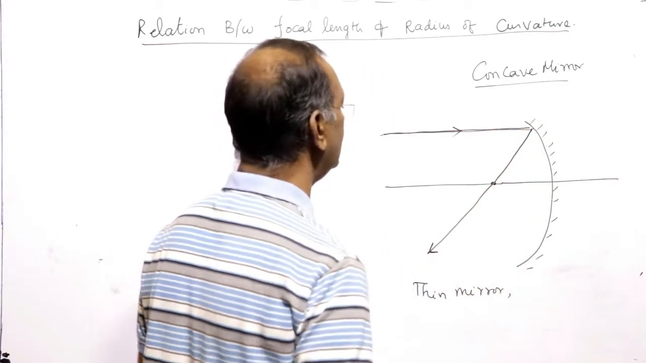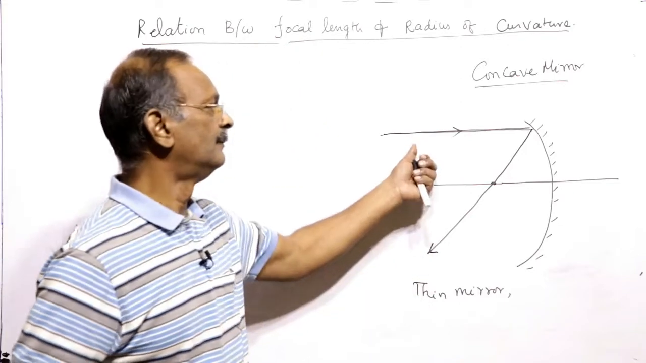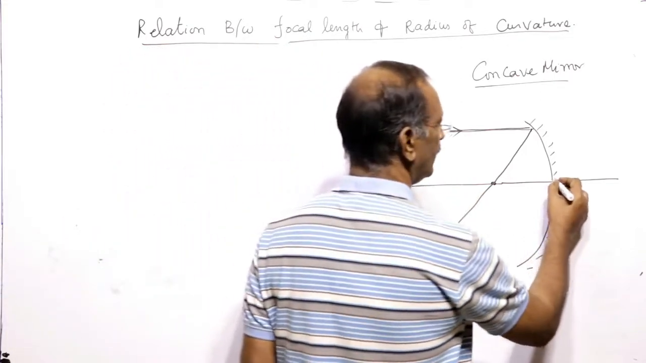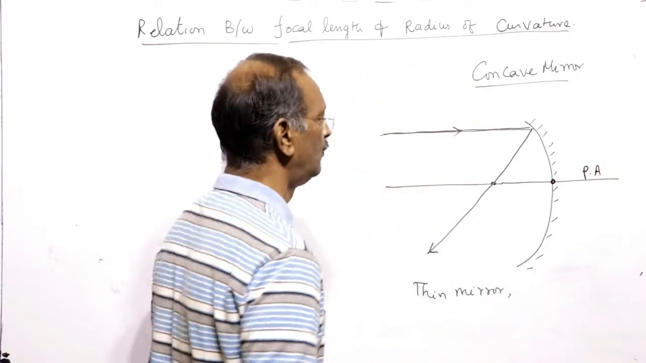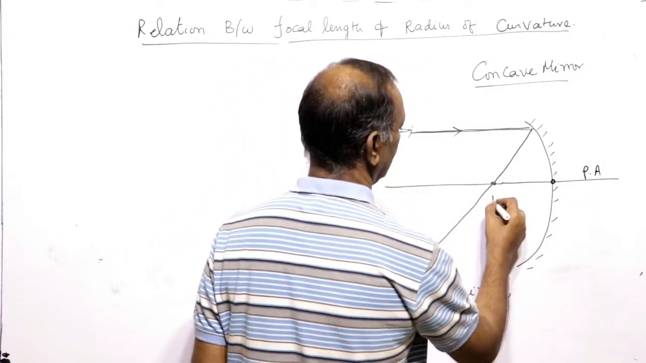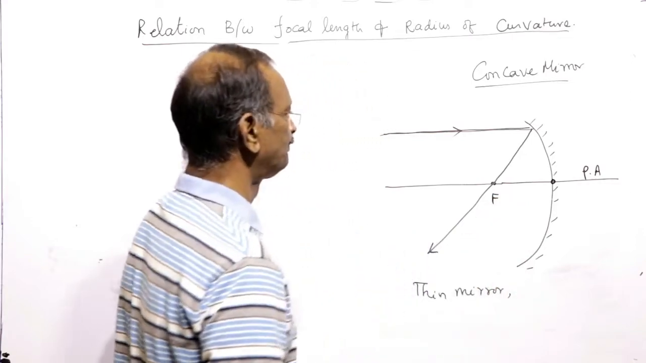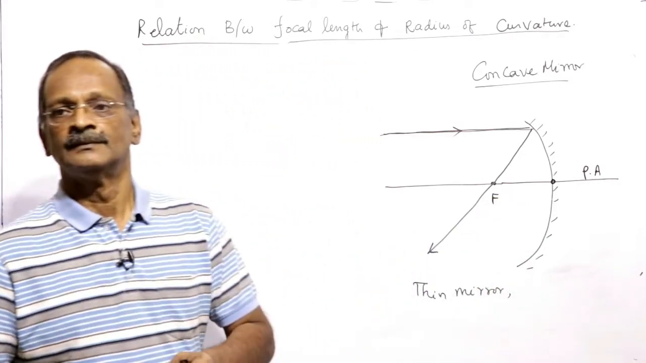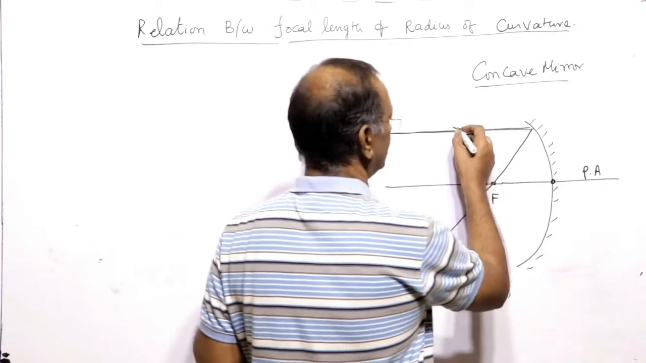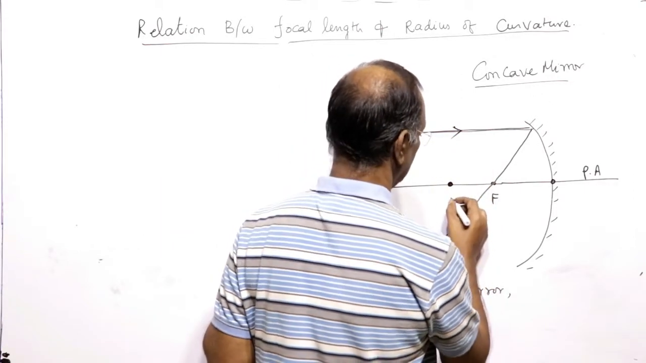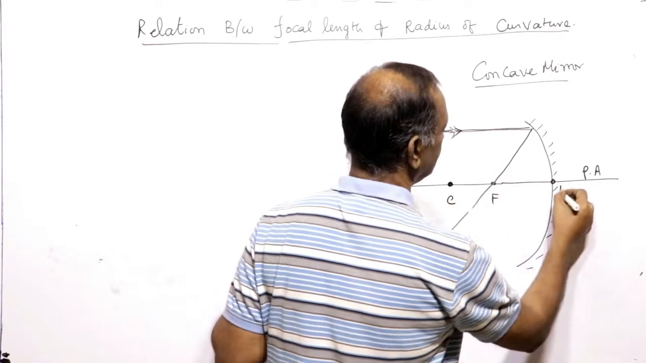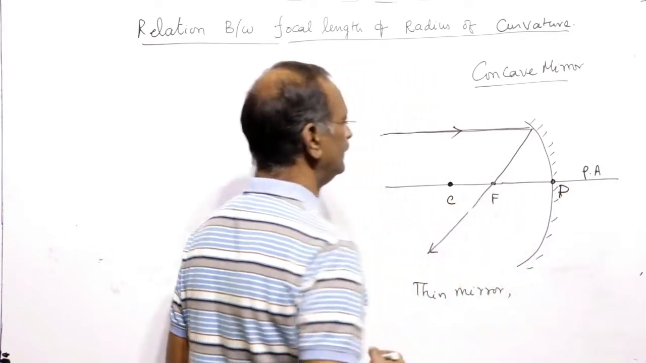Any ray coming parallel to the principal axis will pass through the focal point F. Now let us see after this one. This is the center of curvature, point C. This is the pole, and this is the focus.